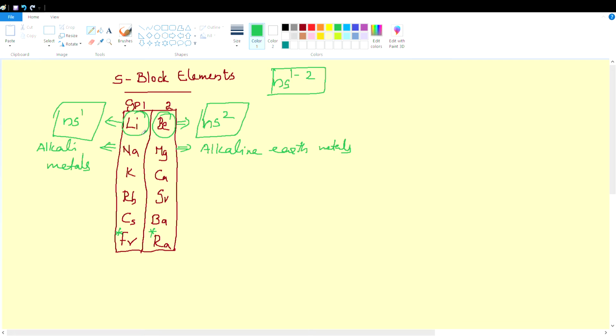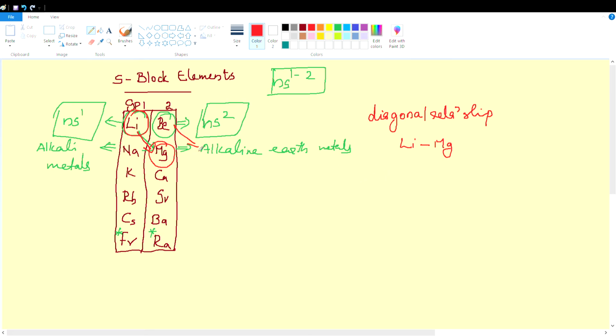Moreover, lithium, the first member, shows properties similar to magnesium, the second member of Group 2. This type of similarity between elements which are placed diagonally in the periodic table, lithium and magnesium, is called diagonal relationship. Lithium shows similarity with the second member of the following group. This is an example of diagonal relationship.